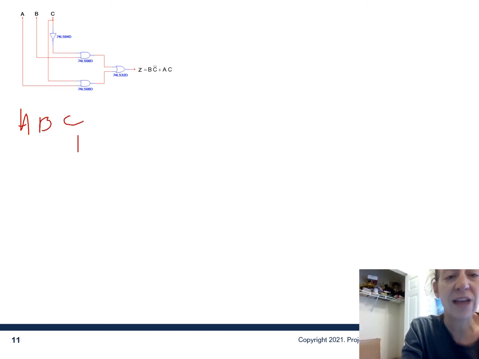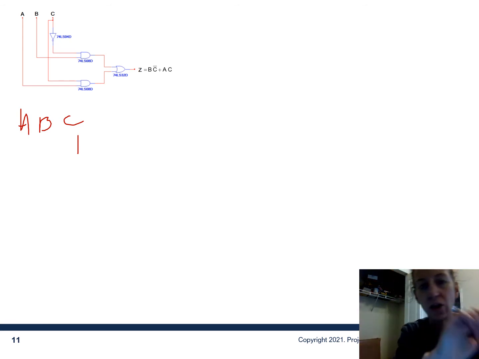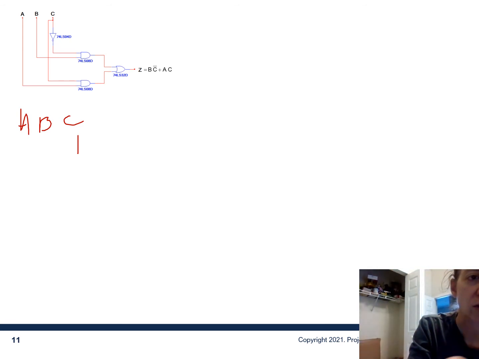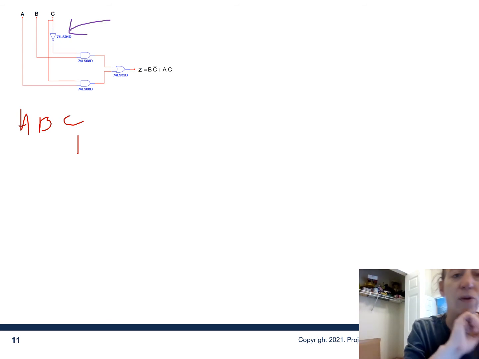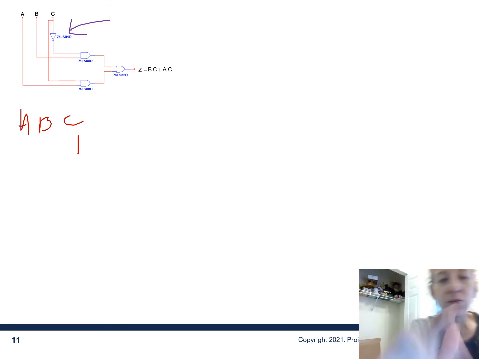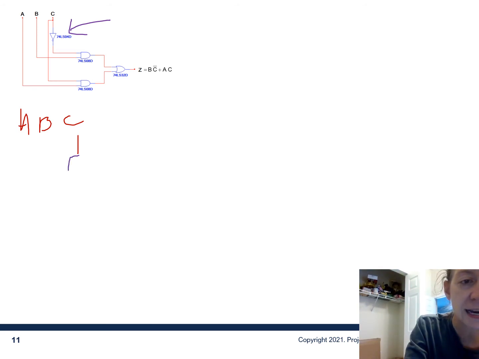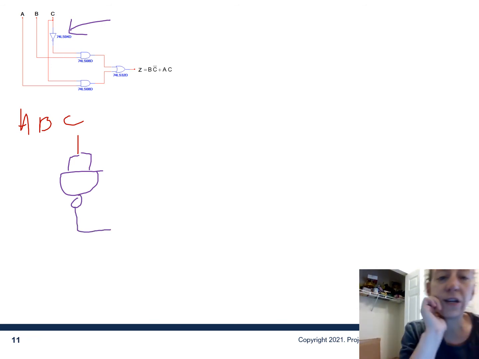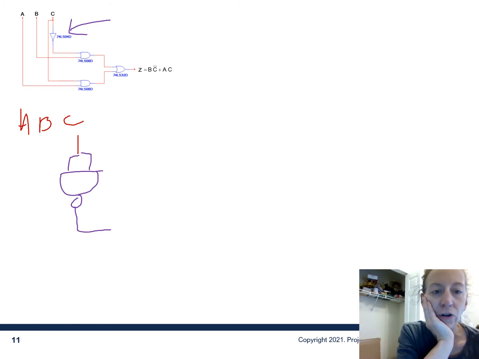So I'm going to start with that C, that inverter right here. So I'm going to kind of do this in purple. All right, so that inverter right there is going to be replaced with a NAND gate. And so to do that in a NAND gate, we're going to split the input and run it through the NAND gate. So right there, that inverter just got replaced with a NAND gate.